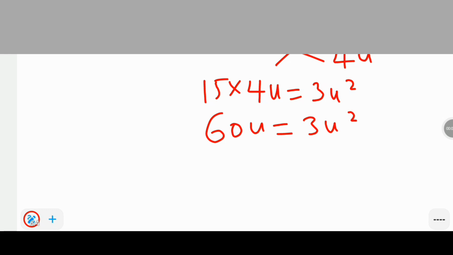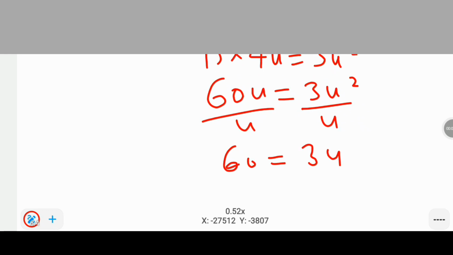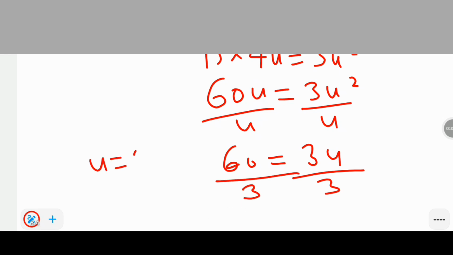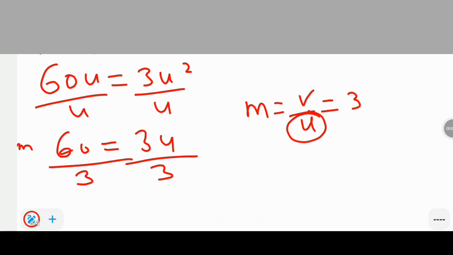You can divide both sides by u, so cancel out the u. So you are going to get 60 is equal to 3u. From here, you can divide both sides by 3. So you're going to get u is equal to 20 centimeter. Now, since u equals 20, and we know that the magnification is 3, that means our m is v over u is equal to 3. And our u is 20, just like we got just now.